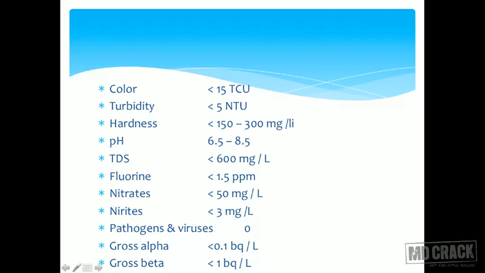Gross alpha activity, we saw that alpha was the more dangerous one. It has more damaging power, and therefore gross alpha activity has a tighter safety level, and it is less than 0.1 becquerel per liter. And gross beta was not that dangerous, and therefore we tolerate about 1 becquerel per liter. So we want it less than 1 becquerel per liter. So these are the common parameters of drinking water that you would like to remember.